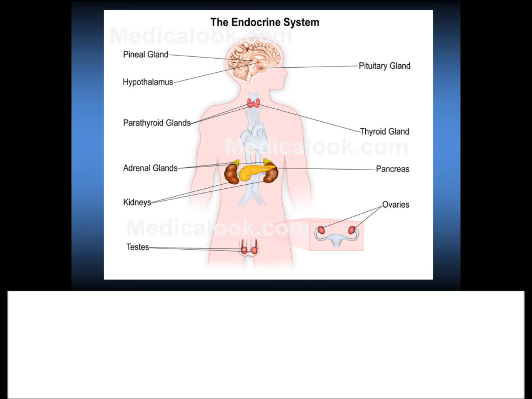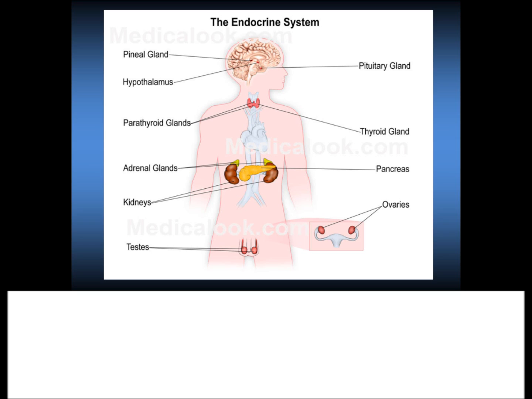So the next slide shows you a figure of the endocrine system, and I included this so that you can have an orientation of where every single gland is located. So the hypothalamus, pituitary gland, and the pineal gland, those are all located within the brain. In the throat, you'll have the thyroid gland, and in the chest, that's where you'll have the thymus. However, it is not shown in this figure.